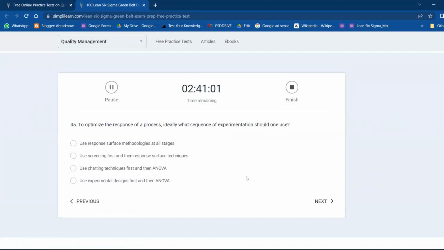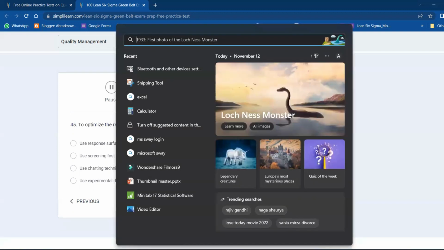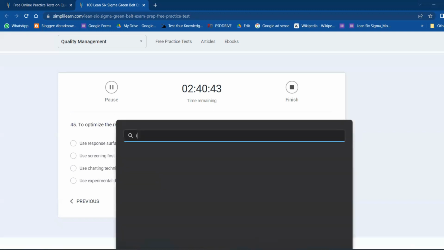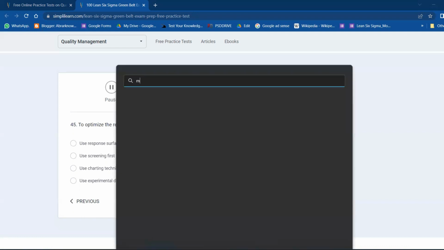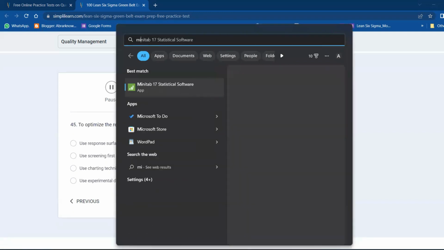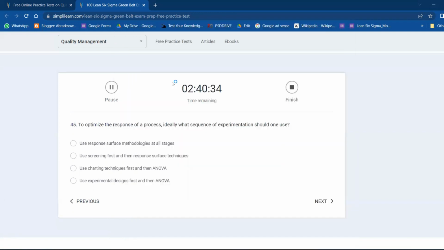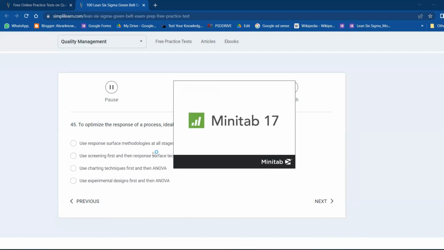45th question. To optimize the response of a process, ideally, what sequence of experimentation should one do? So when you say optimize and all that, in the Minitab, maybe I'll open up the Minitab. In the Minitab, there is something called response optimizer. You can easily do that. Let me open the Minitab. I will quickly show you.